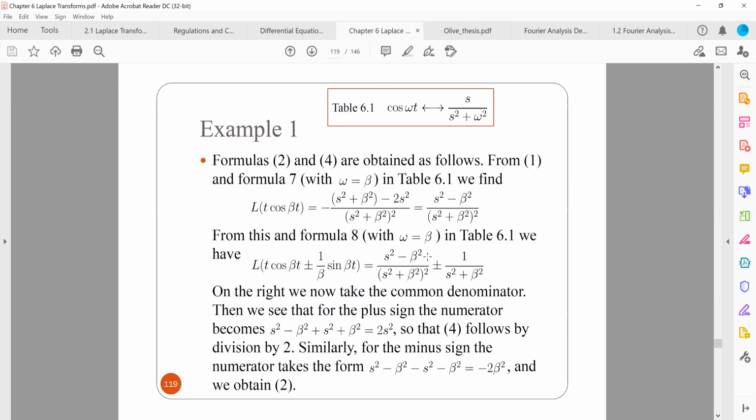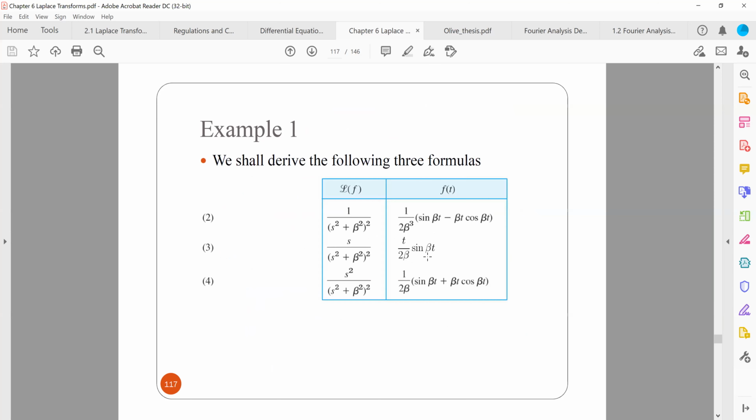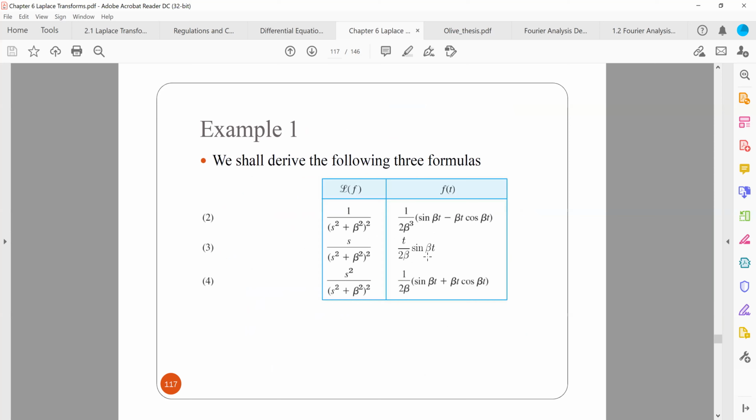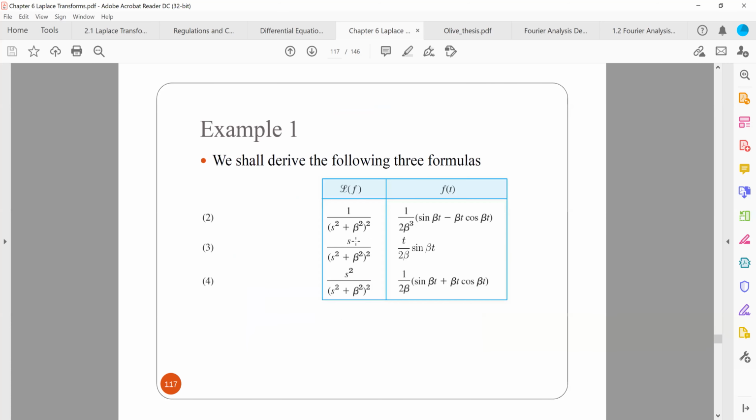Okay. So once we have this, to get to our formula 3, we just need to divide by 2 beta. If you divide this by 2 beta, you'll end up with s over s squared. I hope that is clear. If you divide this by 2 beta, you'll end up with the required formula, what we needed to prove for formula 3.